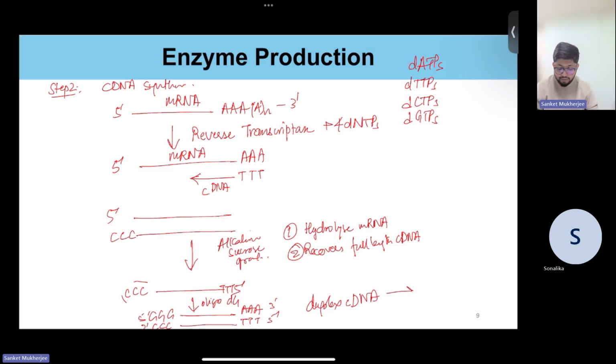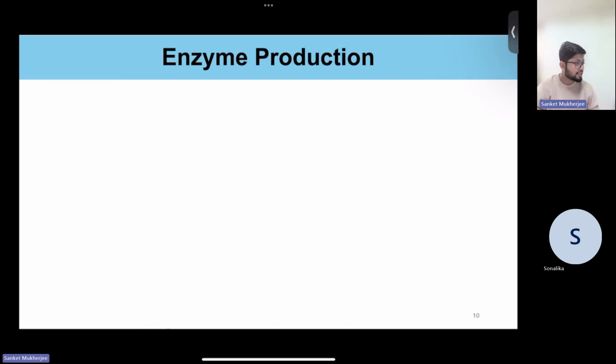Then this cDNA can be inserted into a vector, as we already know. Following this, there's another method for cDNA synthesis. It's called the Gubler-Hoffman method.